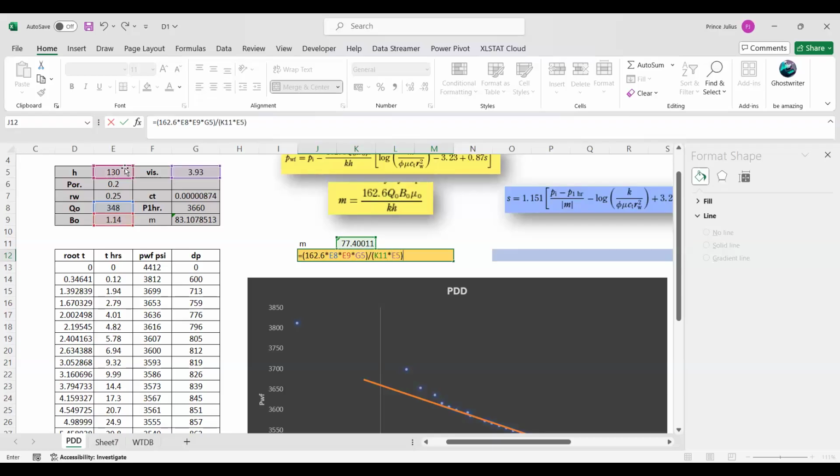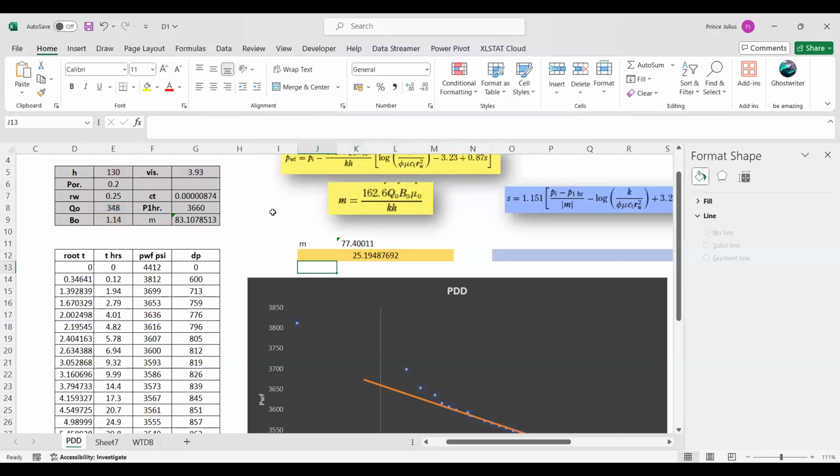So I have kept all the formulas, then I will equate it. So you have the value of permeability to be 25.2, since the units were in millidarcy. So we have permeability for this data as 25.2 millidarcy.